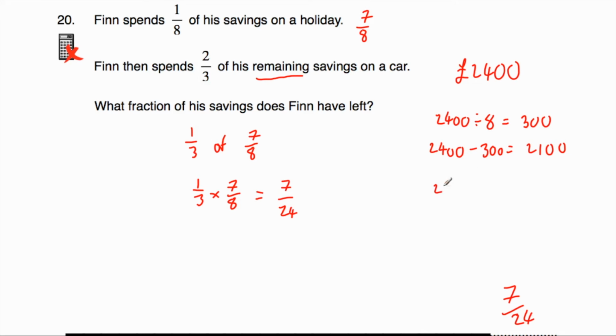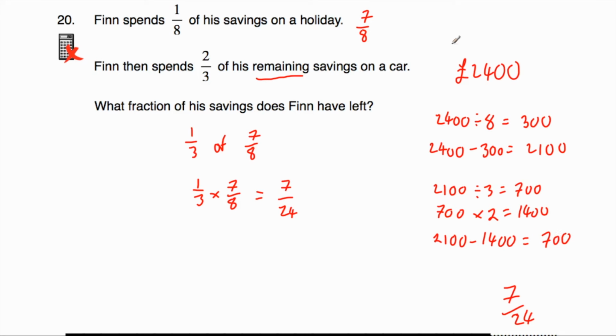Now, if he had £2,100 left and he spends 2/3 of that, well, let's divide it by 3 and times by 2 to see what 2/3 of this amount is. So if we divide by 3, that's equal to 700. And then if we times our 700 by 2, that's equal to 1,400. So if he spends 2/3 of this remaining money, that would be £1,400 he would spend. So if we take that away from that remaining money, we'll see how much money he's got left. So 2,100 take away 1,400 is equal to £700.